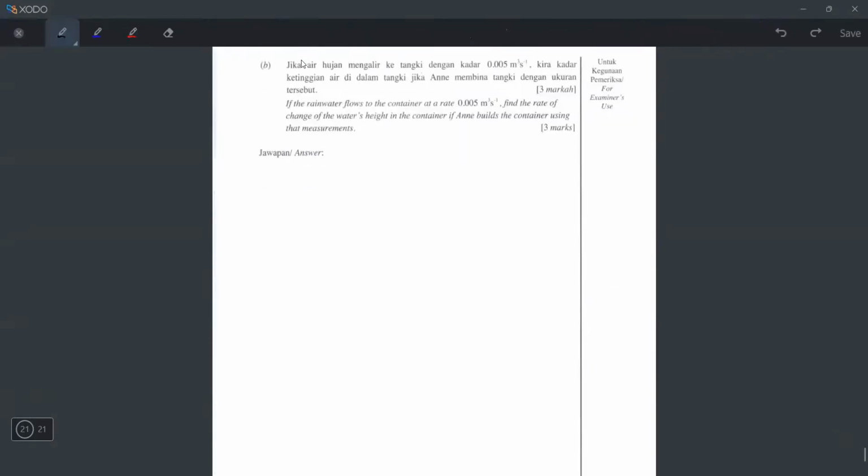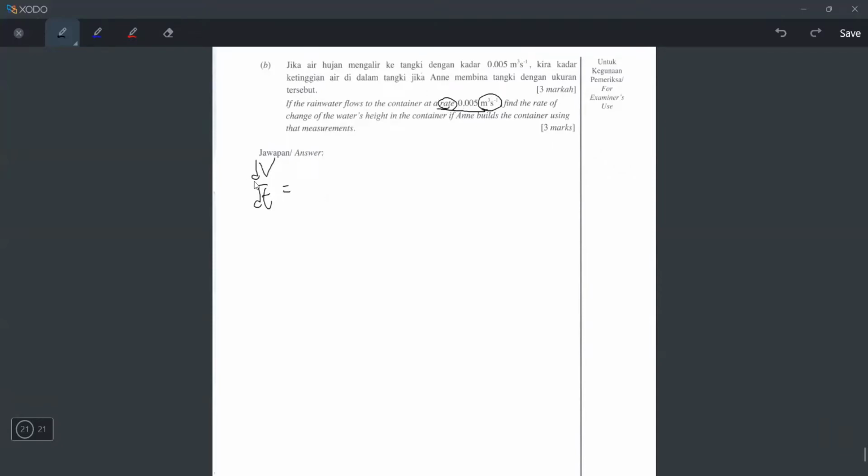Okay, what about B? If the rainwater flows to the container at the rate, the moment you see this word rate, then you know it's over dt already. Rate must be over dt, but d what over dt? They say rainwater flows. You wouldn't write d water over dt, right? You just use any symbol to represent it. But if you look at the unit, it's meter cube per second. So isn't it talking about volume, like the volume of water? So I will use V.